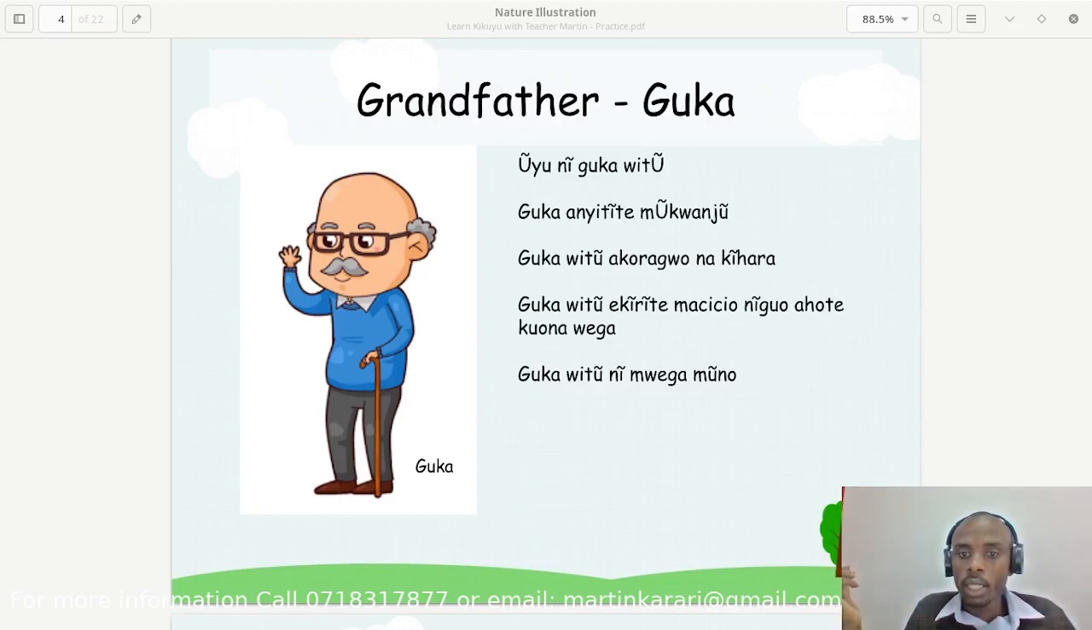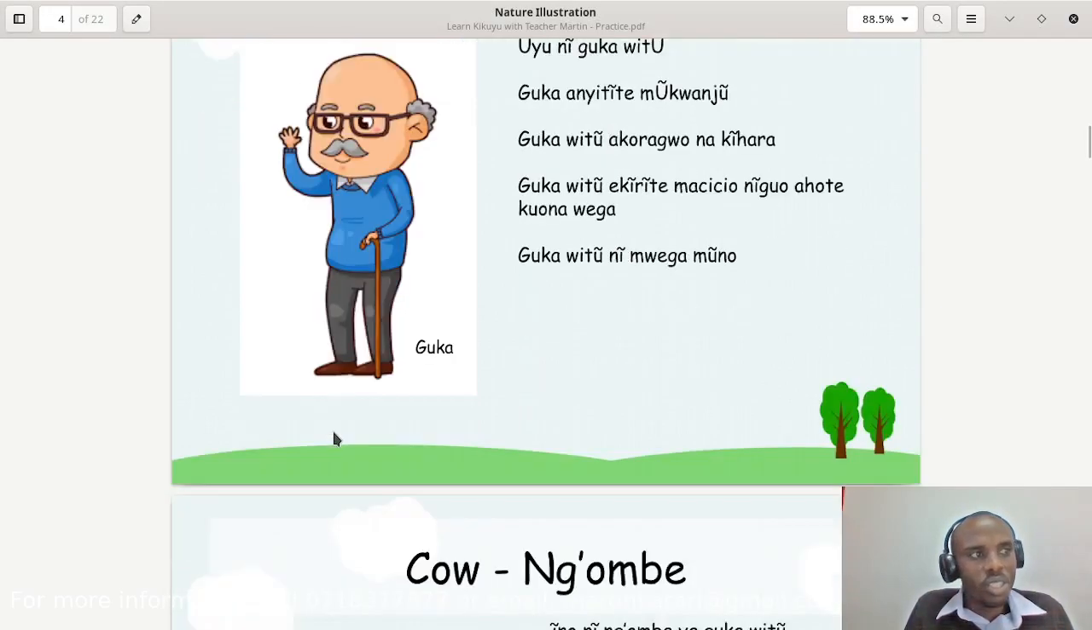Neguo hote. Kuhota is to be able. Ahote is to be able. Kuona is to see. Tuonaga na maido, to see. Wega is good. To see good. He is wearing the glasses to see good. That's what we are saying. Guka wito, our grandfather, ne is mwega, good. Muno, very much. We are saying our grandfather is very good. Alright, let's continue with our lesson.